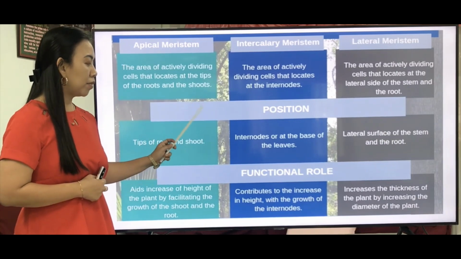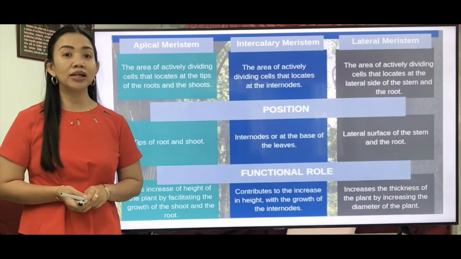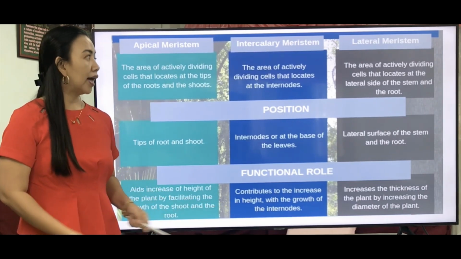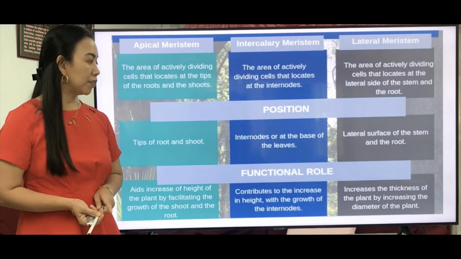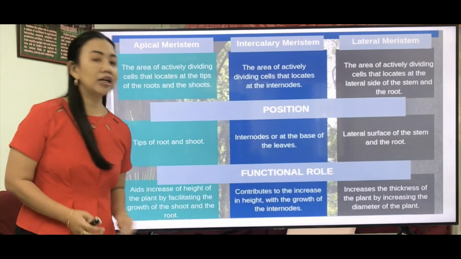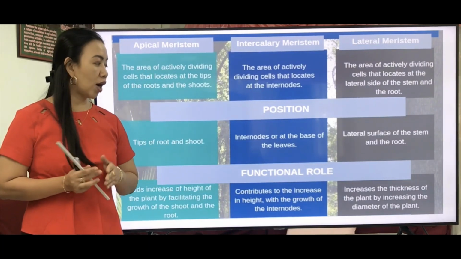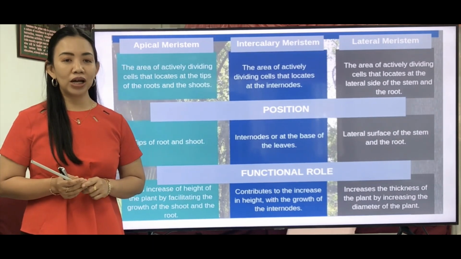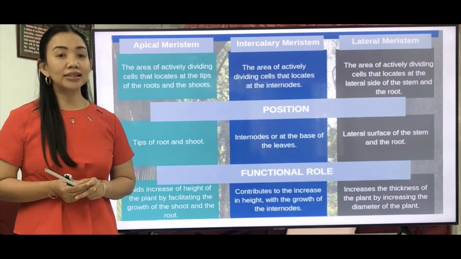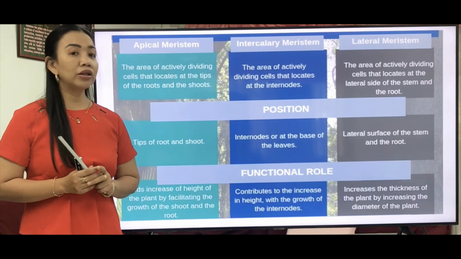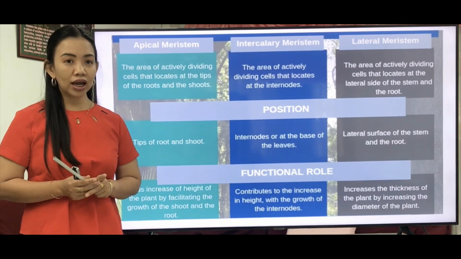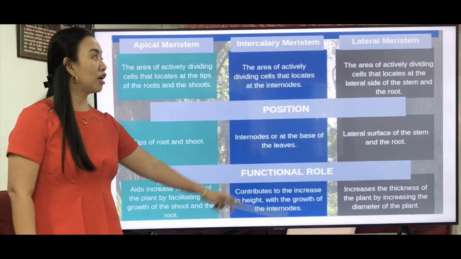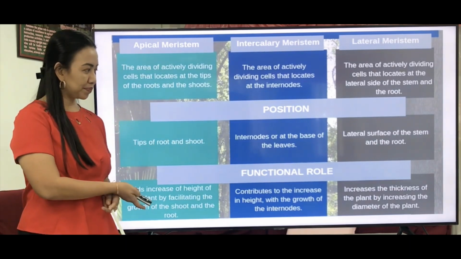The intercalary meristem also contributes to the increase in the plant with the growth of the internodes. And the lateral meristem increases the thickness or the widening of the plant by increasing its diameter. So the increase in girth and diameter of the roots and the stem is again the responsibility of the lateral meristem.